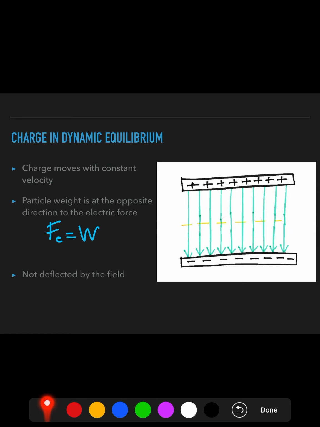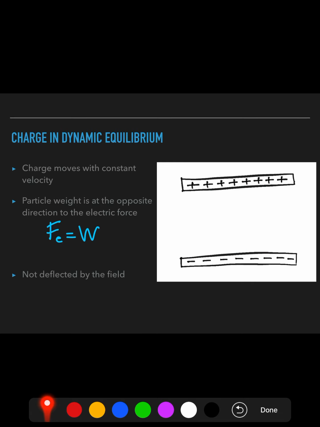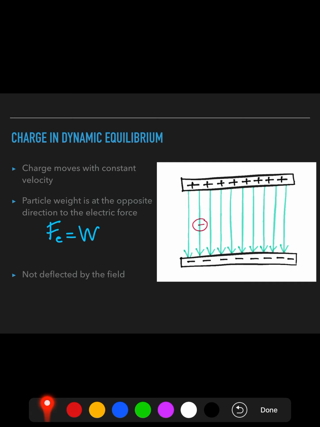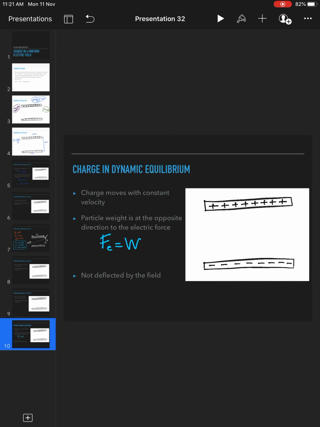So here we know that every particle that has a mass has a weight, which is actually acting downward, in the direction of the acceleration due to gravity. So here we have the direction of the weight downward, and the direction of the force upward will be the direction of the electrostatic force. And in this case, the charge will not be deflected by the field. So that's it for today.